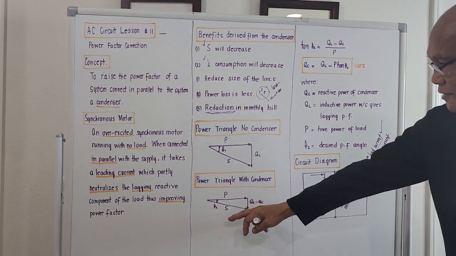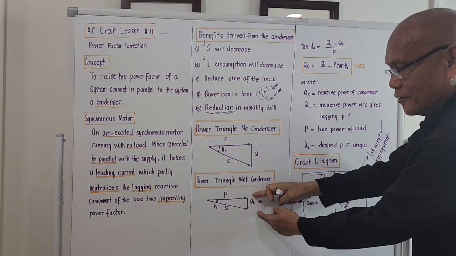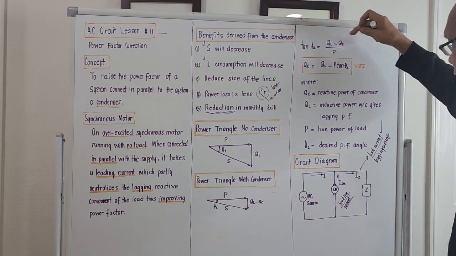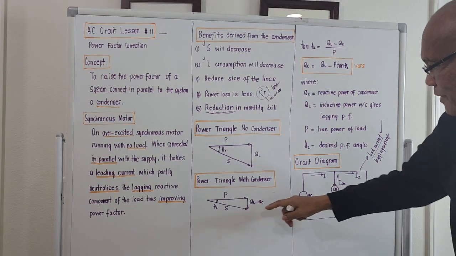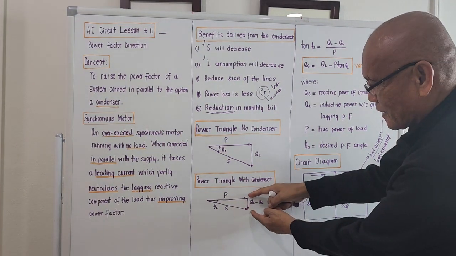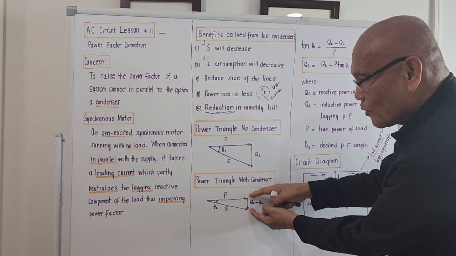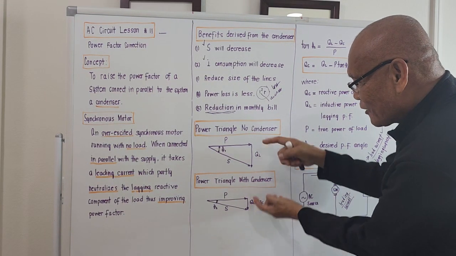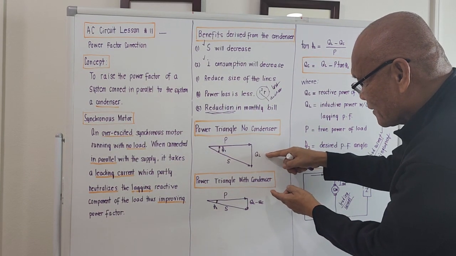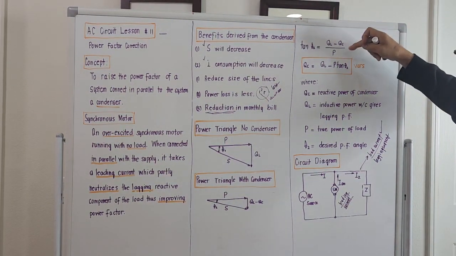So from this smaller right triangle, tangent of theta 2 will be this side here, opposite over adjacent. Tangent of theta 2 will be QL minus QC all over P. This is now the reduced reactive power of the power triangle after the introduction of the condenser. It's very small already, right? Unlike on the first one, it is still very big. That's why we must subtract something from here for it to become lesser. So tangent of theta 2 will be QL minus QC over P.